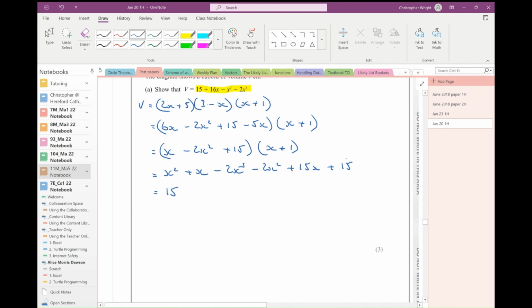Okay, so now it's got x's next. Let's have a look. I've got plus 1x plus 15x gives me plus 16x. Now x squared is next. Well, I've got plus an x squared there and minus 2x squared. So that gives me minus 1x squared. And looking at this, all I've got left is the minus 2x cubed. And that matches the expression that they wanted me to show. So that is good, and that is done.